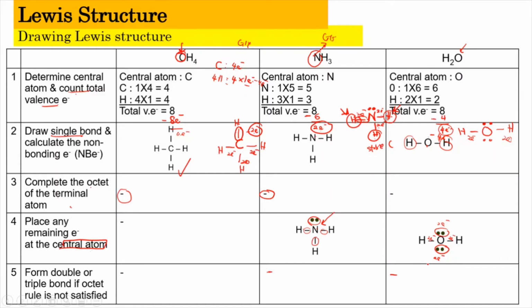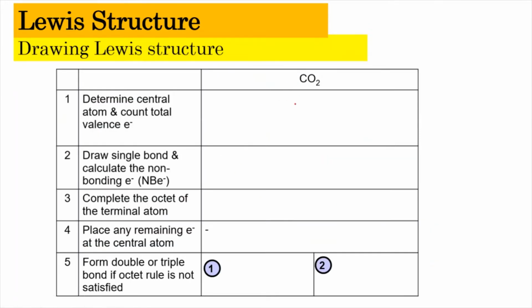Now let us look into another example, which is carbon dioxide. For carbon dioxide, we need to follow similar steps as before, which is number 1 to number 5. So for this case, between carbon and oxygen, which one is going to be the central atom?